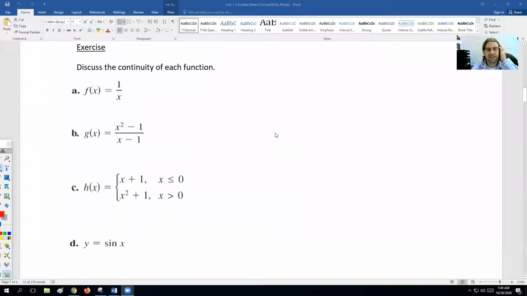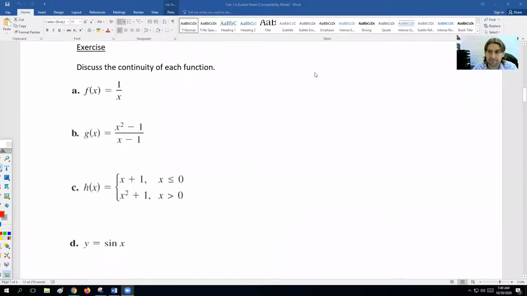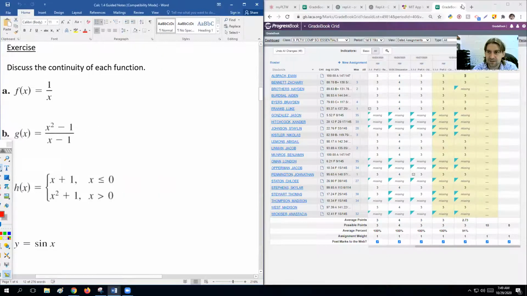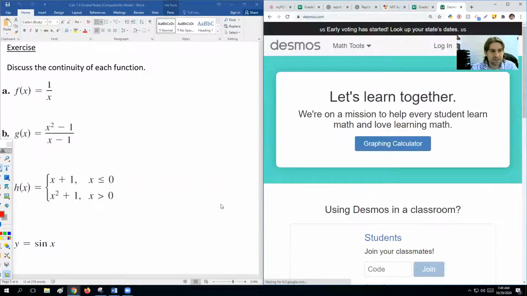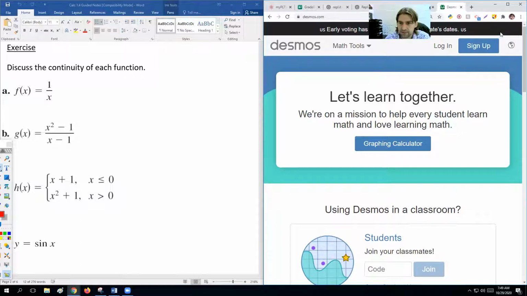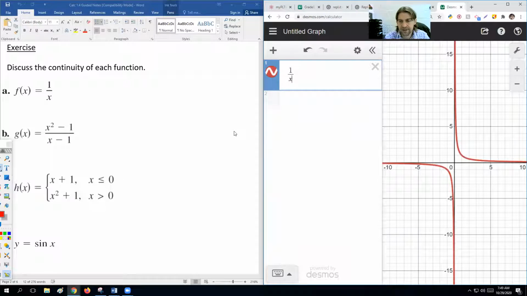Okay, so let's look at these functions here, both as a graph and as the functions themselves. Sorry, I lost my train of thought. I'm going to open up Desmos here. All right, so let's look at 1 over x. Let's start graphing here. All right, 1 divided by x.